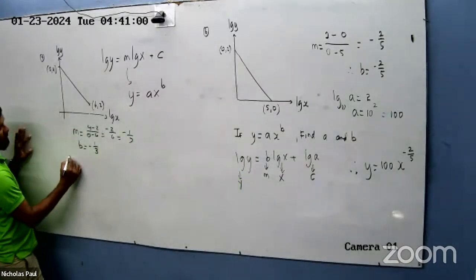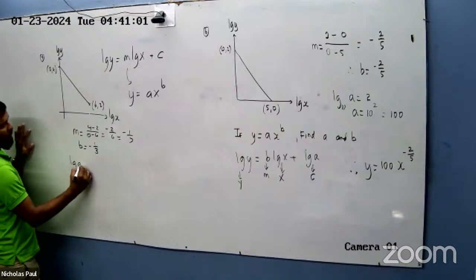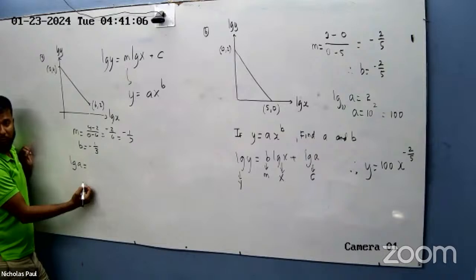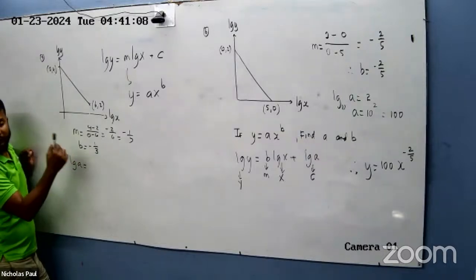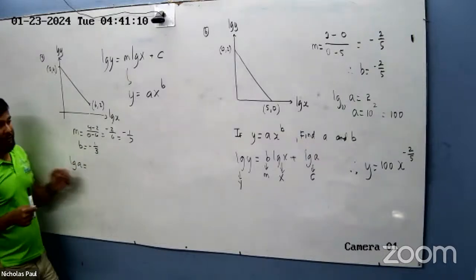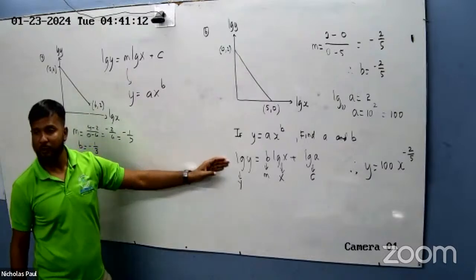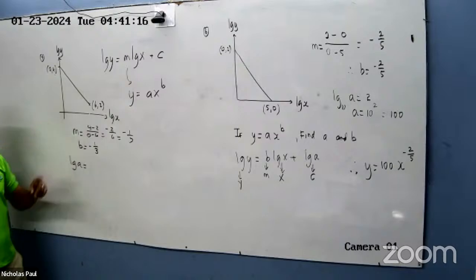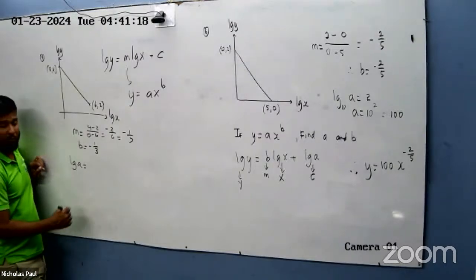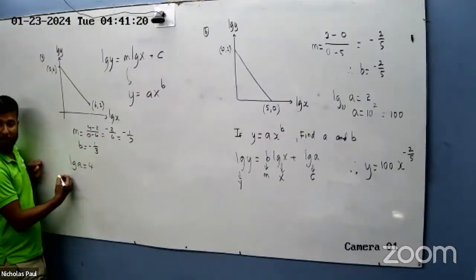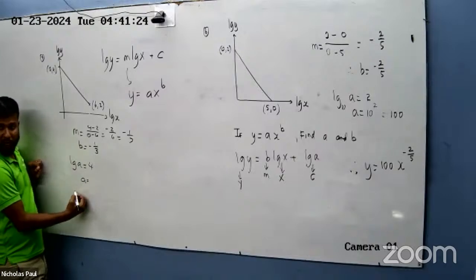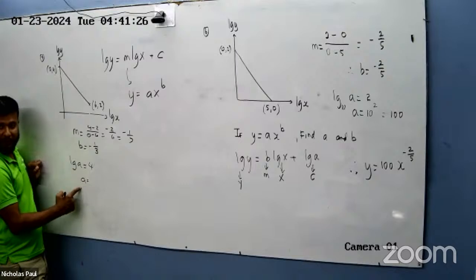Right, so we got what? We got log a to be equal to how much? 4. Log a is what? Y-intercept. What's the y-intercept here? 4. How easy that was. So a is how much? Log a is 4. So a is how much?